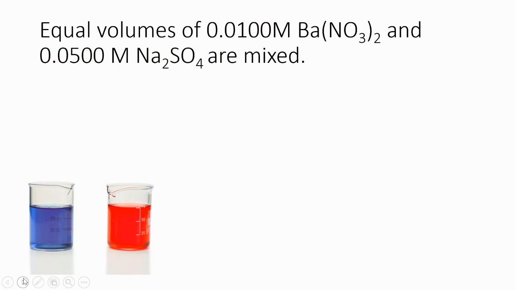Let's say I've got equal volumes of 0.01 molar barium nitrate and 0.05 molar sodium sulfate. The first thing I want to do is write a double replacement reaction. So I'm going to take barium nitrate and I am going to react it with sodium sulfate. And I get two products. One of those products is potentially a solid. It's the only thing that we really care about.